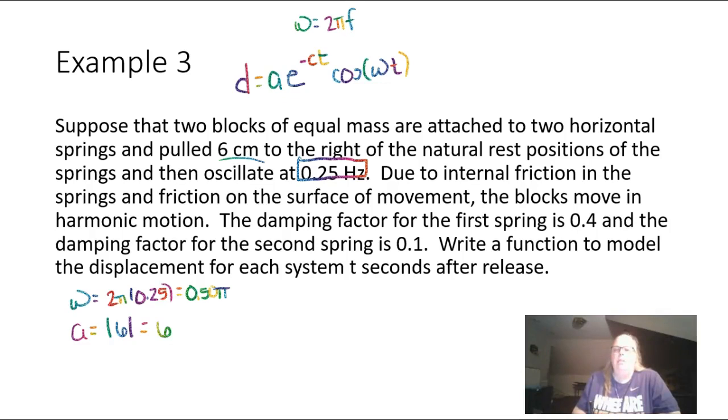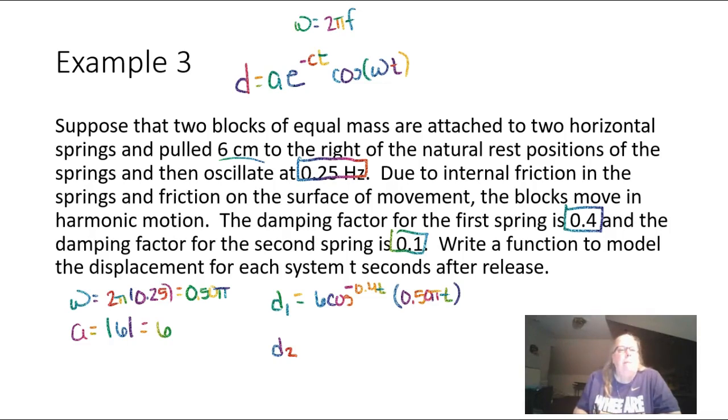And then I have 2 damping constants here. All right, so for the first spring, my damping constant is 0.4. For my second spring, my damping constant is 0.1. So I am going to label these as D1 and D2. So the first spring and then the second spring. Okay, so D1 is going to be 6 times the cosine of negative 0.4 t times 0.50 pi times t.